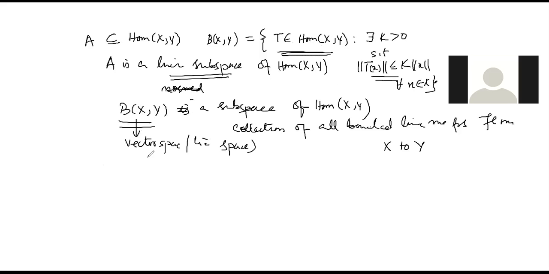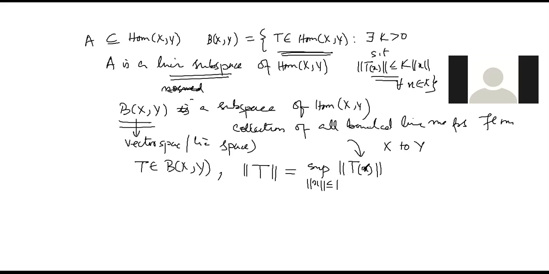What I do? So I have got now a vector space bxy. I define a norm. So for t belongs to bxy, of course I would use the norm of x and y to help me to define a norm on t. So I define norm of t to be supremum over norm x less than equal to 1 of norm of tx. So remember this tx कहाँ belong करता है? Y में. So I'm using the norm of y and of course the norm of x to define a norm on bxy.